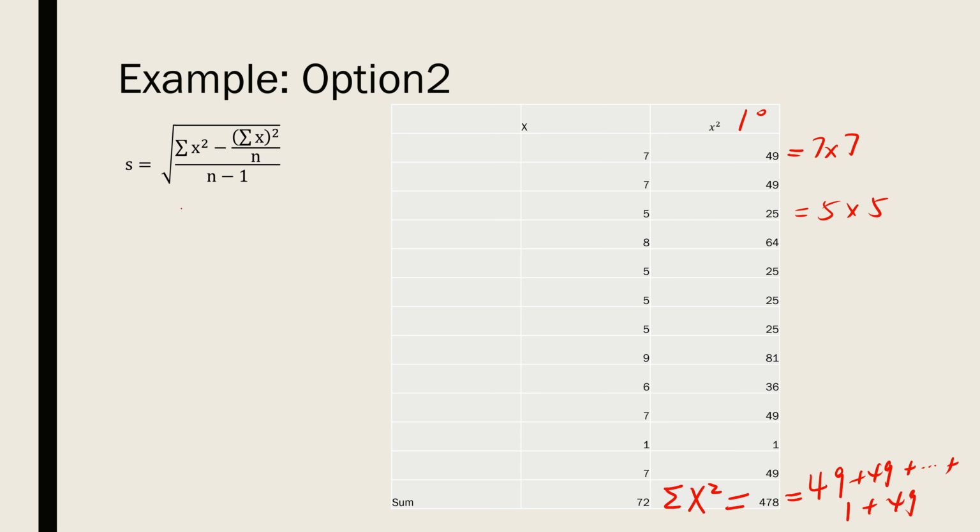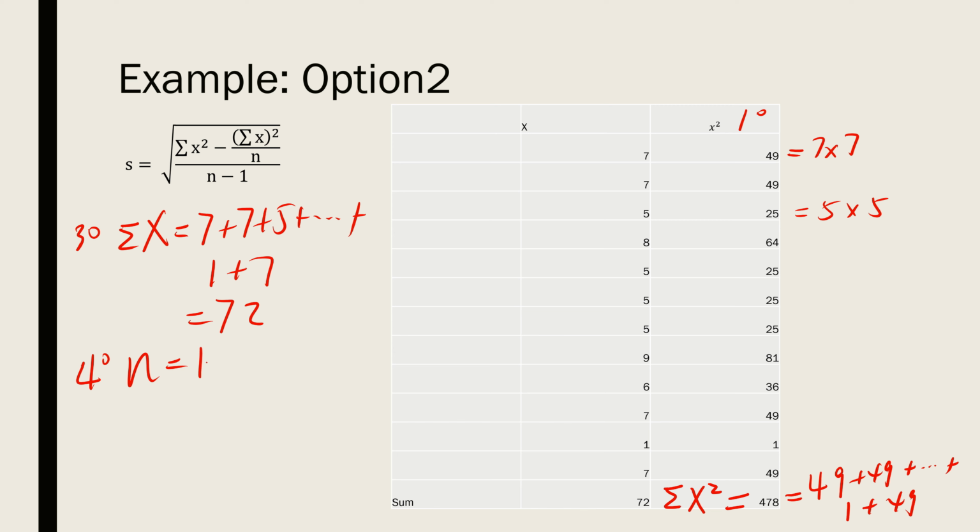Then we want to calculate the summation of x, which is 7 plus 7 plus 5, and everything else, the last two being 1 and 7. This should equal 72. In step 4, we determine the sample size, which is 12.